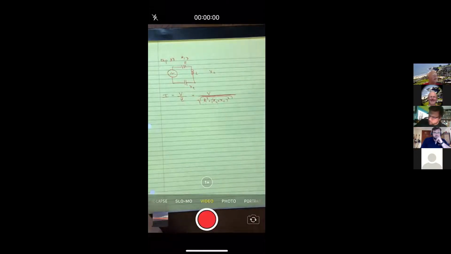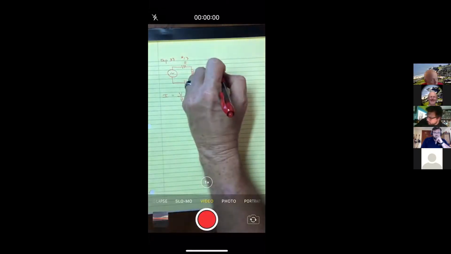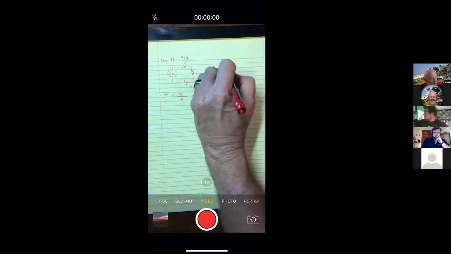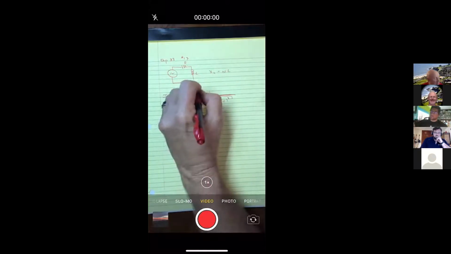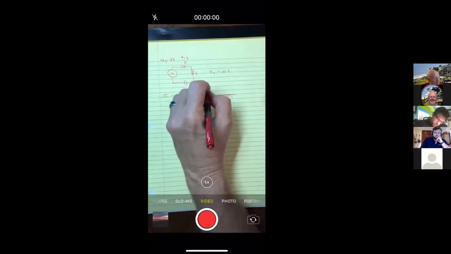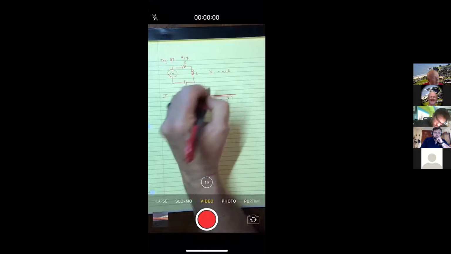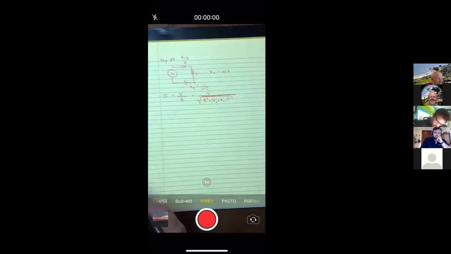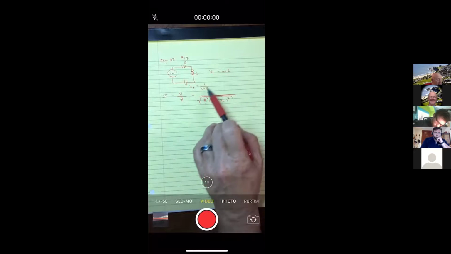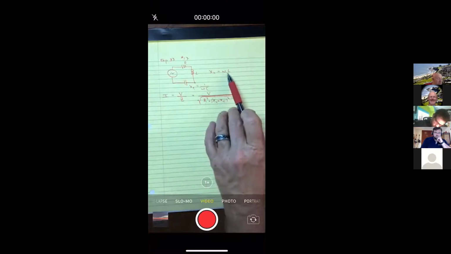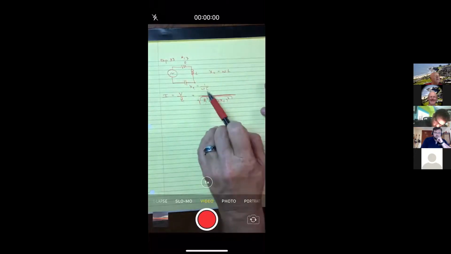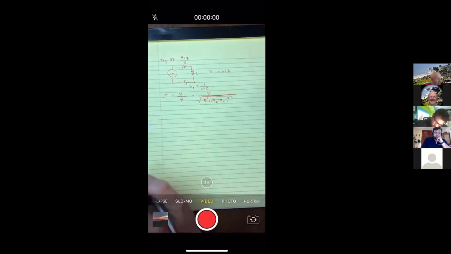Okay, so in our case, they give us the frequency. That's important because the reactance of the inductor is omega L, and the reactance of the capacitor is 1 over omega C. So in order to figure out the reactance of these two, you need to know the frequency and the value of the inductor or the capacitor. And we know all those.